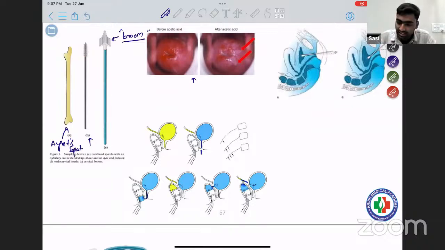Yeah, you are getting it correct. It is the visual inspection under acetic acid, which is the most cost effective manner. Fine. Next one. What is the name of this test?